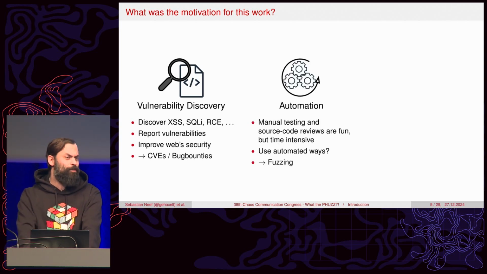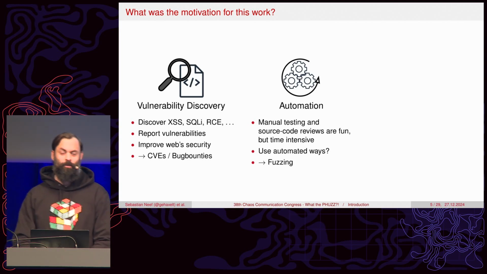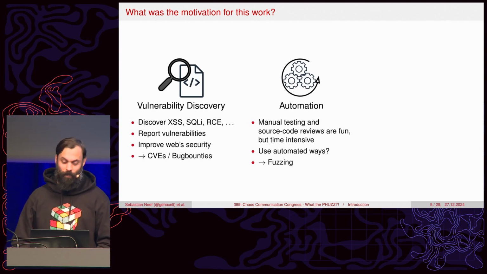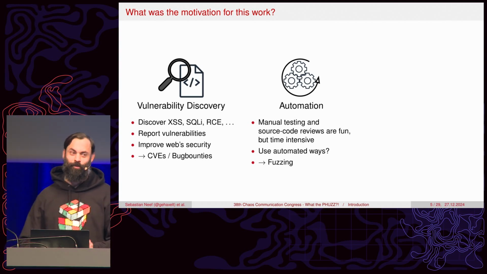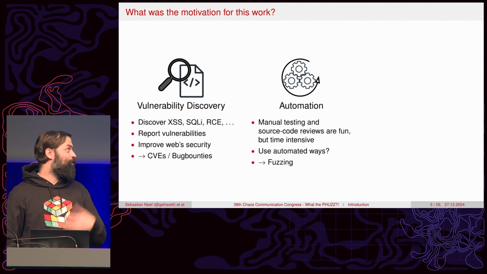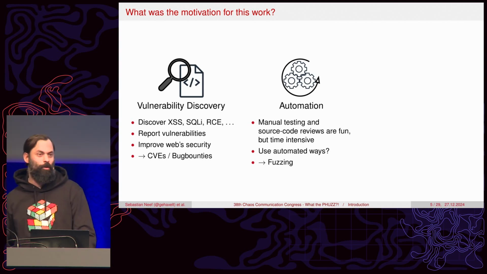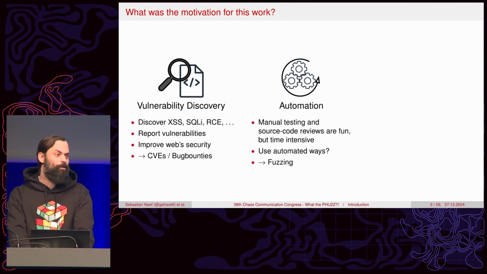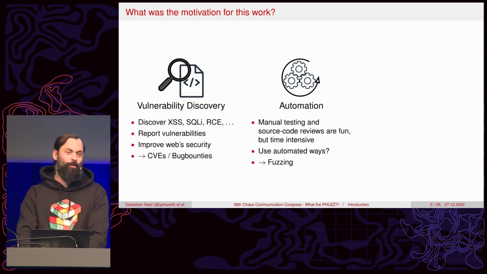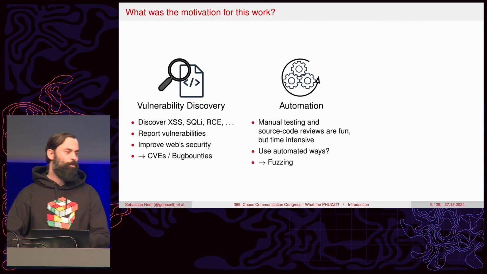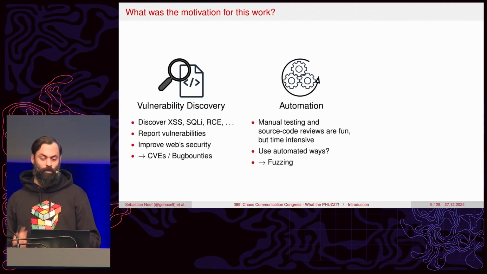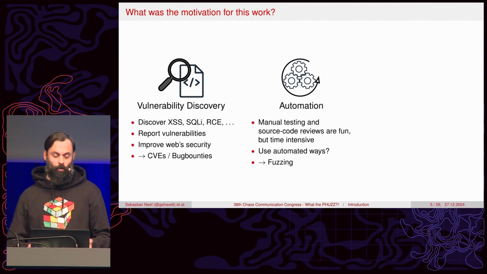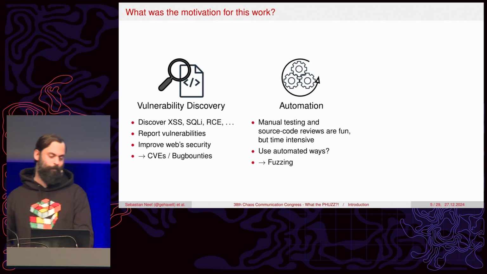But as a PhD researcher, I don't have much time, right? I have to do research, I have to do teaching. Teaching takes a lot of time away from my life, but it's fun, it's nice. So there's no time for manual testing and source code reviews of applications, although it is fun, and I used to do that. So why not find an automated way to discover these vulnerabilities and then report them? This is something called fuzzing, or fuzz testing.